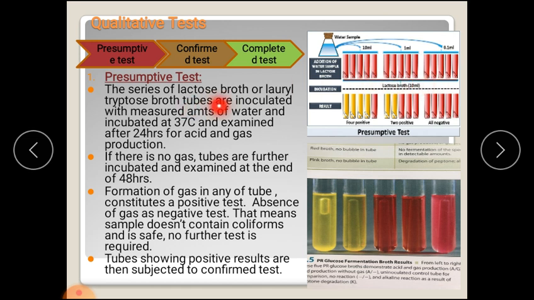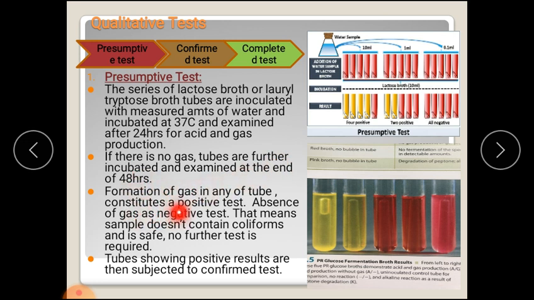You can also use McConkey's broth because it contains what? Lactose. Now in this series of broth, you are going to inoculate different measured amounts of water. For example, in the first set you are going to inoculate 10 ml of your sample, in the next set 1 ml, and in the next set 0.1 ml. Then incubate this for 24 hours, and you have to look for the production of gas and acid.